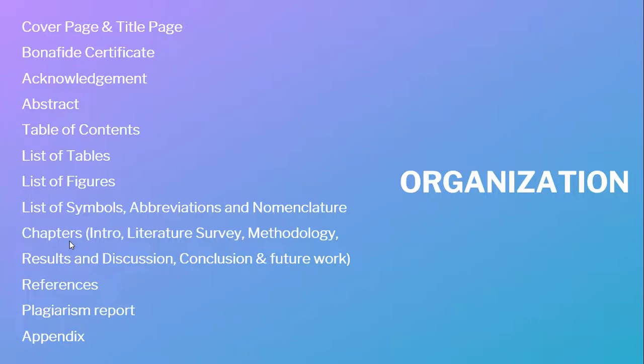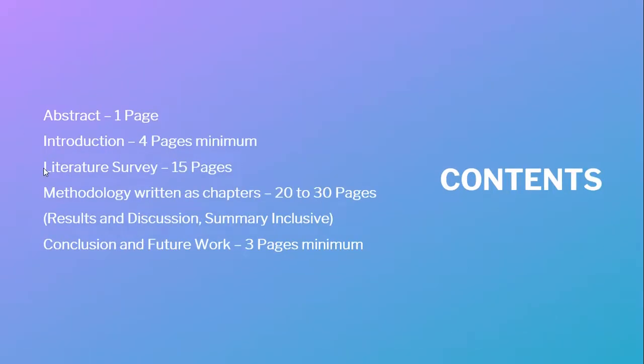It is also mandatory to include the plagiarism report from authentic plagiarism checking tools like Turnitin. The other important information and the source codes can be included in the appendix. This is the page requirement in a report. Abstract should be 1 page, introduction minimum of 4 pages, literature survey minimum of 15 pages, methodology 20 to 30 pages, conclusion and future work 3 pages minimum.